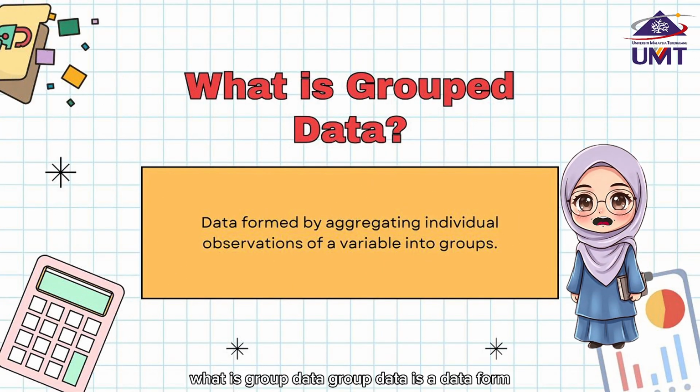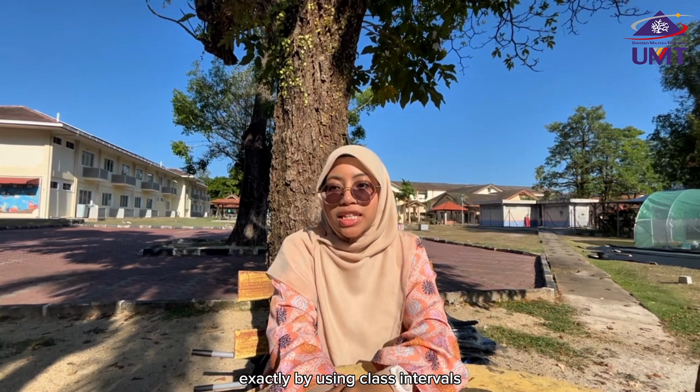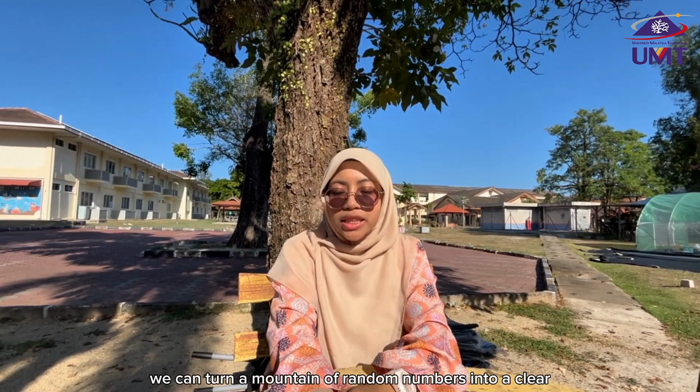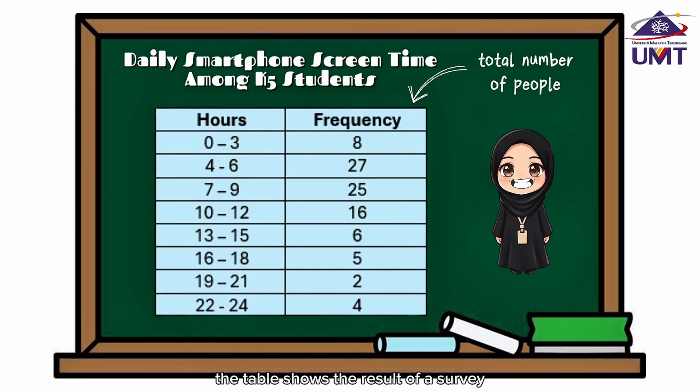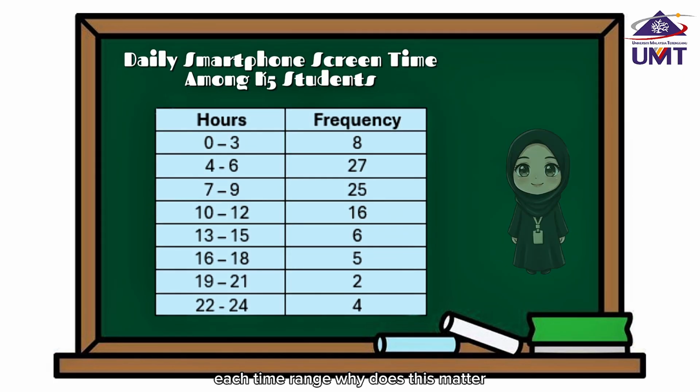What is group data? Group data is data formed by aggregating individual observations of a variable into groups. Exactly. By using class intervals, we can turn a mountain of random numbers into clear, readable data. The table shows the result of a survey conducted using Google Forms among 93 K5 students. The survey collected data on their daily smartphone screen time. The responses were grouped into hourly intervals, and the frequency column indicates the number of students within each time range.